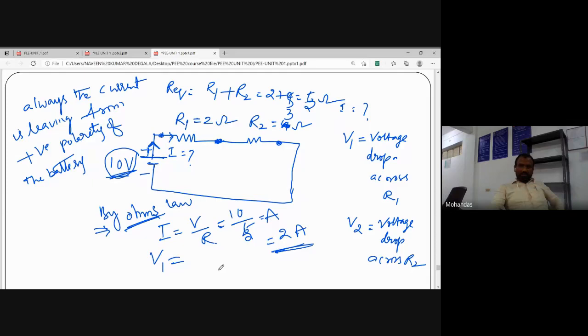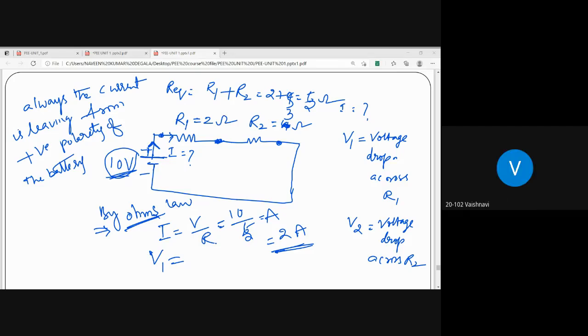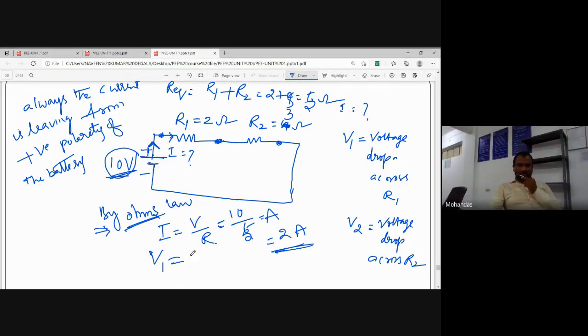What is V1? The voltage drop across R1. According to Ohm's law, what is V here? Another formula: V equals I into R. V1 equals current I into, shall I write R1 or R2? I into R1. What is the I value? 2 amperes. And what is the R1 value? Again it will be 2. So finally, how much voltage? 4 volts.